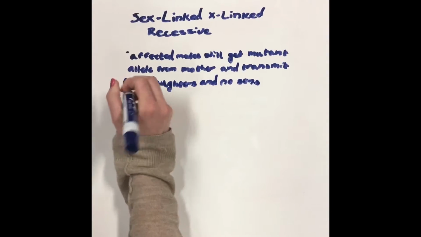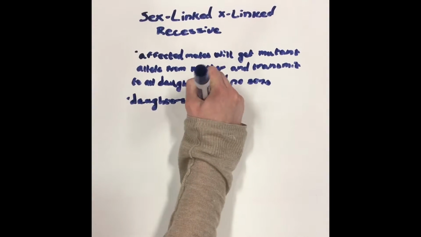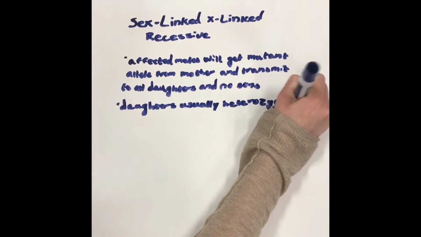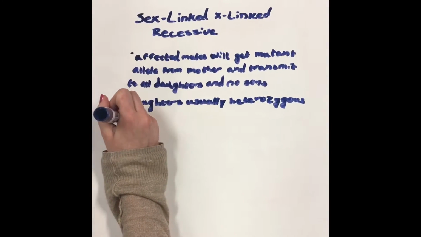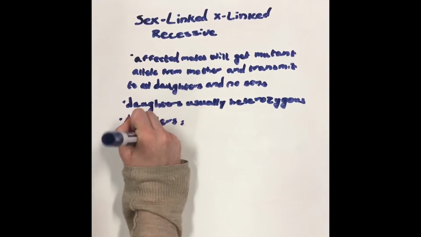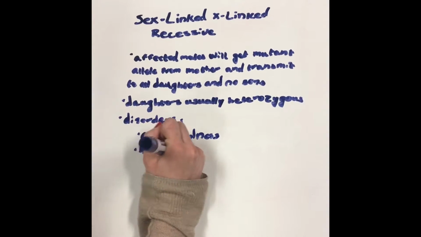The next mode of inheritance is sex-linked X-linked recessive. All affected males will get the mutant allele from the mother and transmit to all daughters and no sons. Daughters of the affected males are usually heterozygous. Examples of sex-linked X-linked recessive disorders include color blindness and hemophilia, which is when blood does not clot properly.